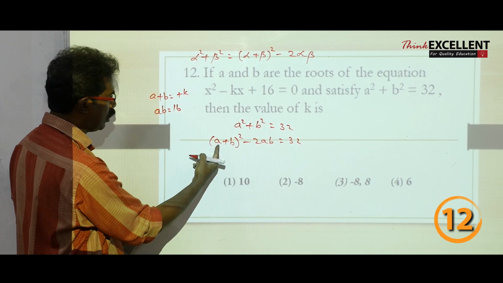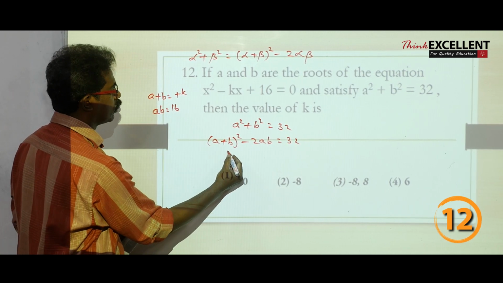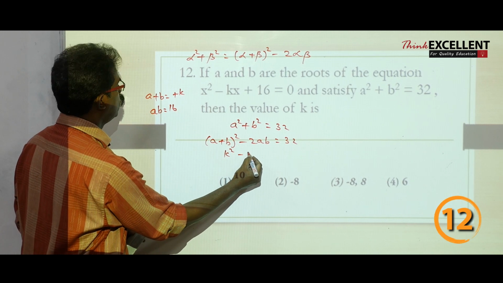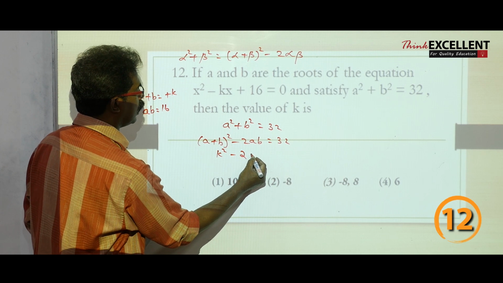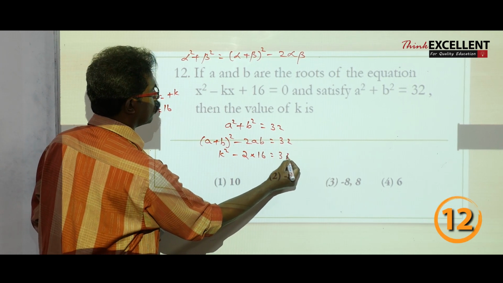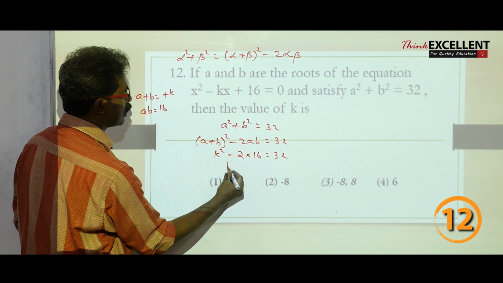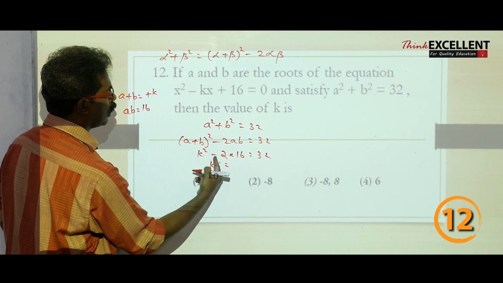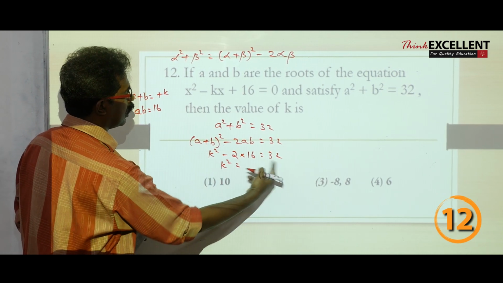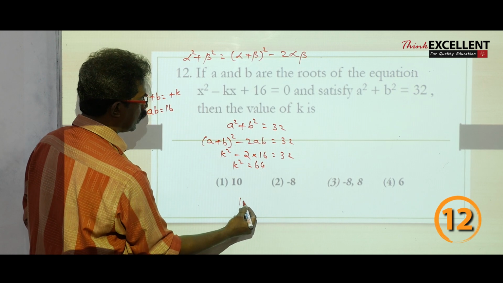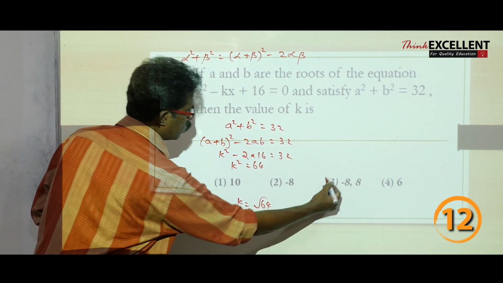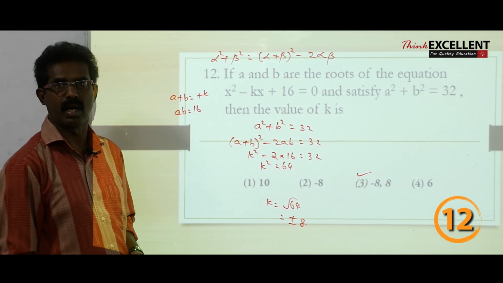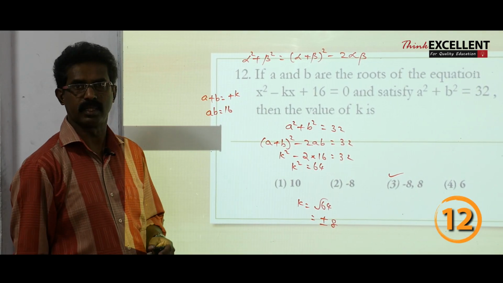So, we substitute that value, a plus b is k. So, k square minus 2 into ab value 16, 2 into 16, equal to 32. So, you are getting k square is equal to 32 plus 32, take it to the right side, 32 plus 32 is 64. So, k is equal to root of 64. So, your answer is plus or minus 8. So, the correct answer is plus 8 or minus 8, the third option.